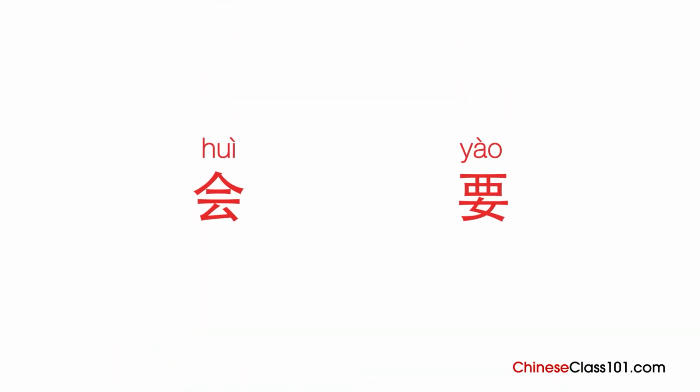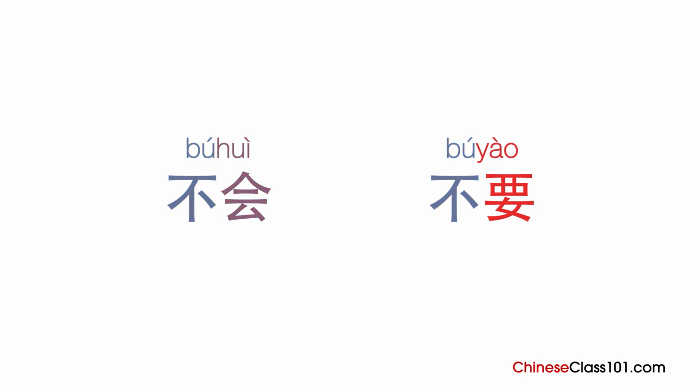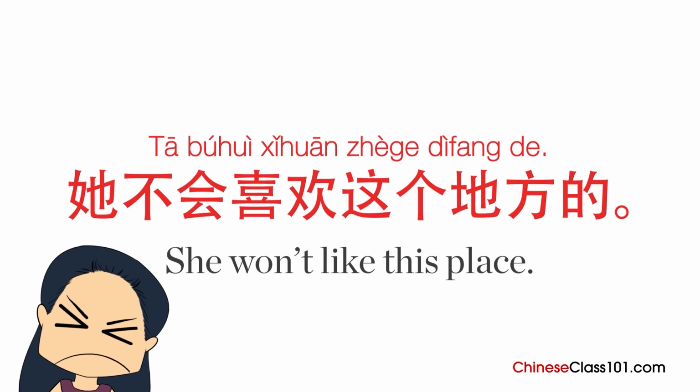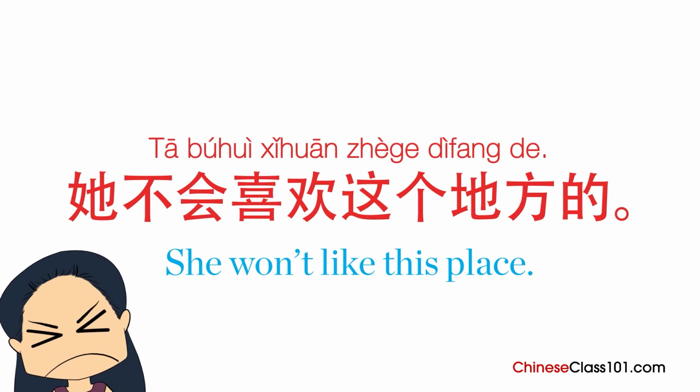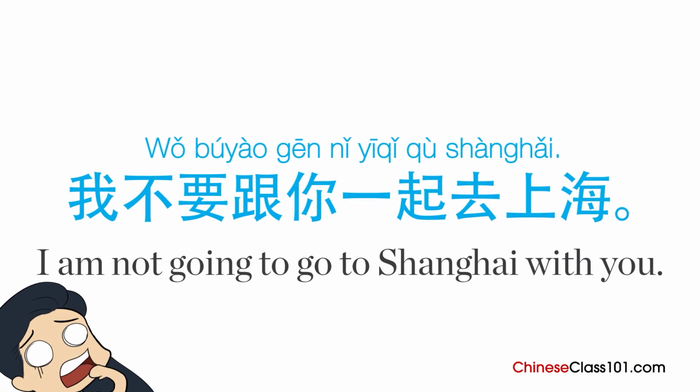To make negative forms, just put a 不 in front of 会 and 要 to make it 不会, 不要. For example, 她不会喜欢这个地方的. She won't like this place. 我不要跟你一起去上海. I am not going to go to Shanghai with you.